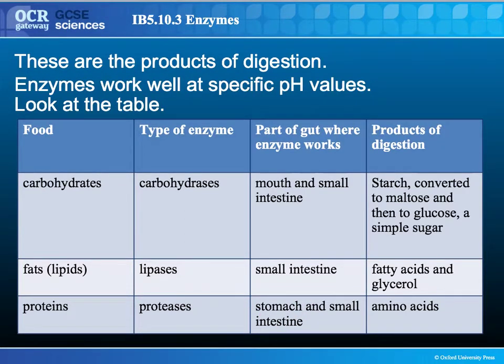Now what these do, the products of them chemically breaking down these food molecules, are as follows. So when carbohydrases break down carbohydrates such as starch, it converts them to a maltose sugar, and then further into glucose, which is a single simple sugar. Lipases break down fats into fatty acids and glycerol, and proteases break proteins down into amino acids. Most of these will then go on to build further molecules in the body when they're absorbed into the bloodstream. Things like glucose will be used in respiration.